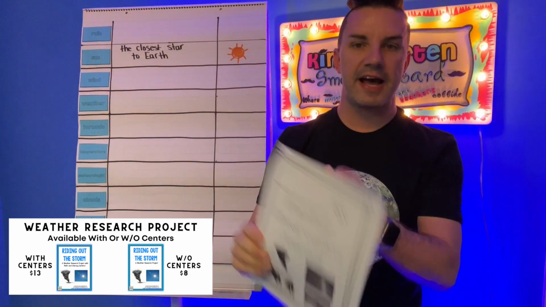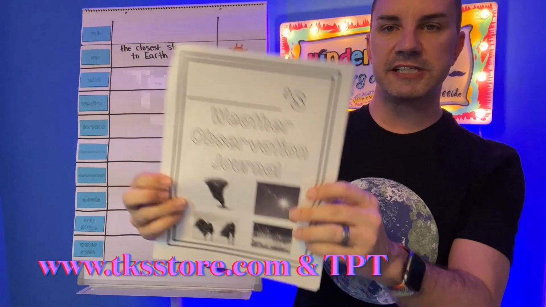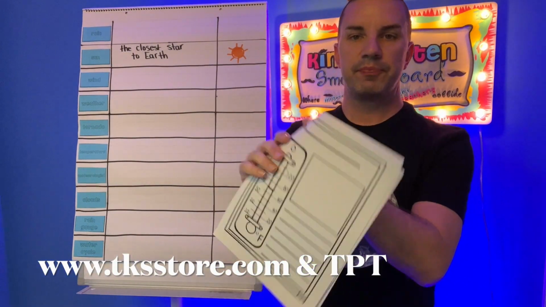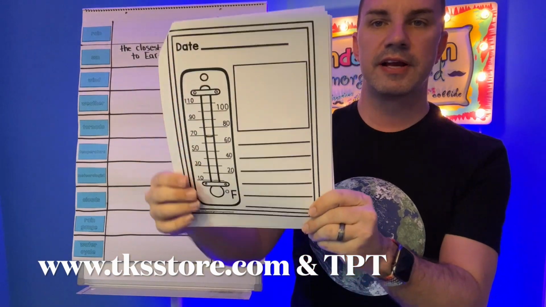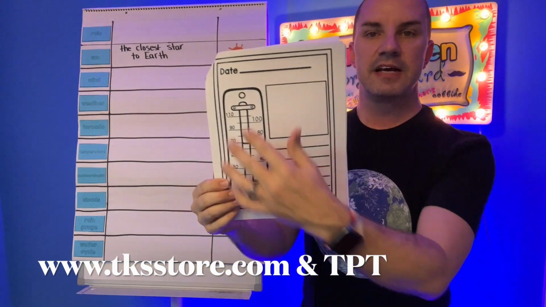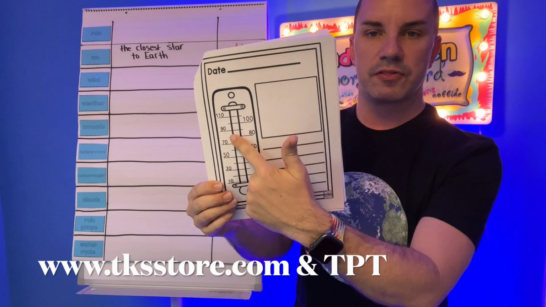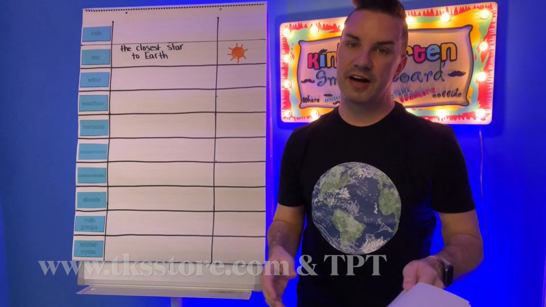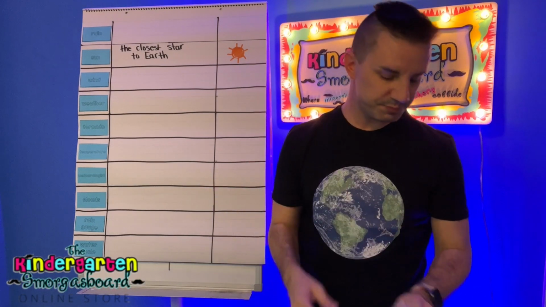We also have a daily weather observation journal. This is where each day we record the weather. This helps us see patterns in weather and helps us create that 5-day forecast. So we're writing the date, we color the thermometer, we draw a picture of the weather, we write about the weather. We use weather.com as our source, so it's very easy.